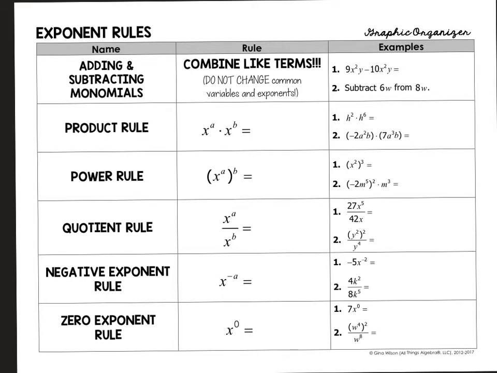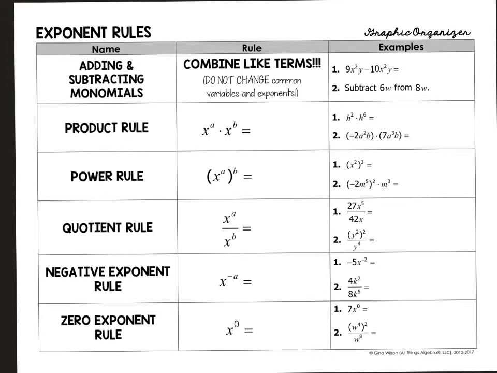And just to clarify, because I noticed some people having difficulty with this, a term is something that's separated by a positive or negative sign. So 9x squared y is a single term. Negative 10x squared y is a single term. They're separated by a minus. A division symbol or a fraction does not create a new term, just so you know that.